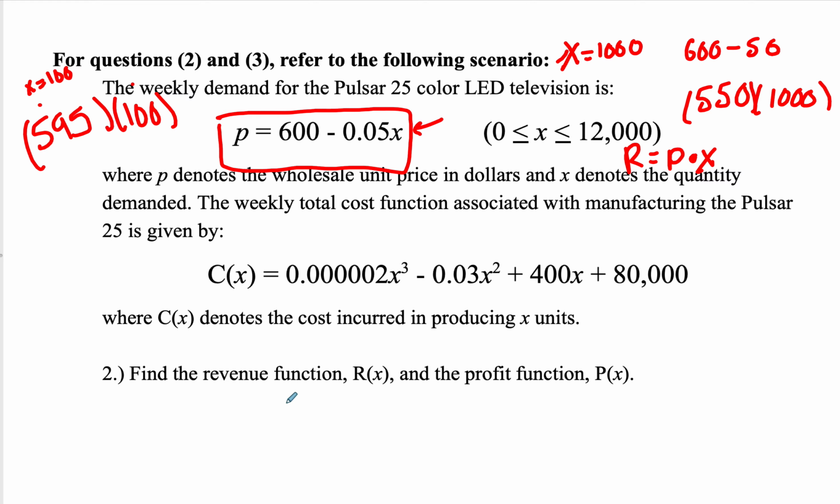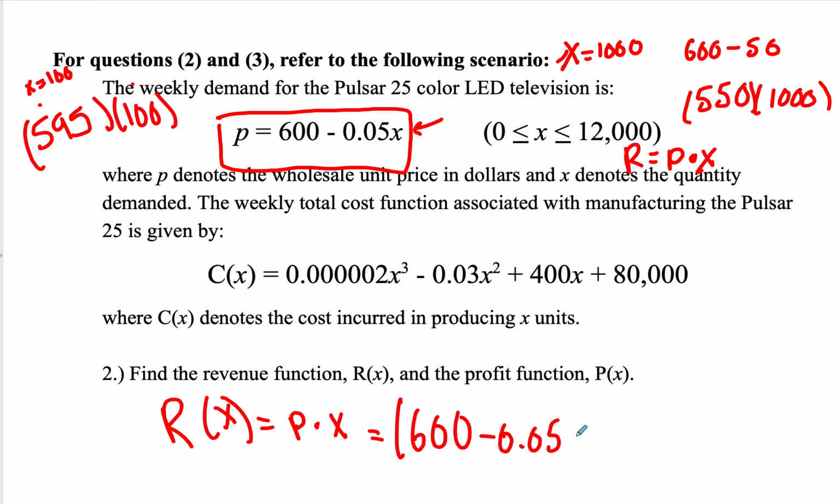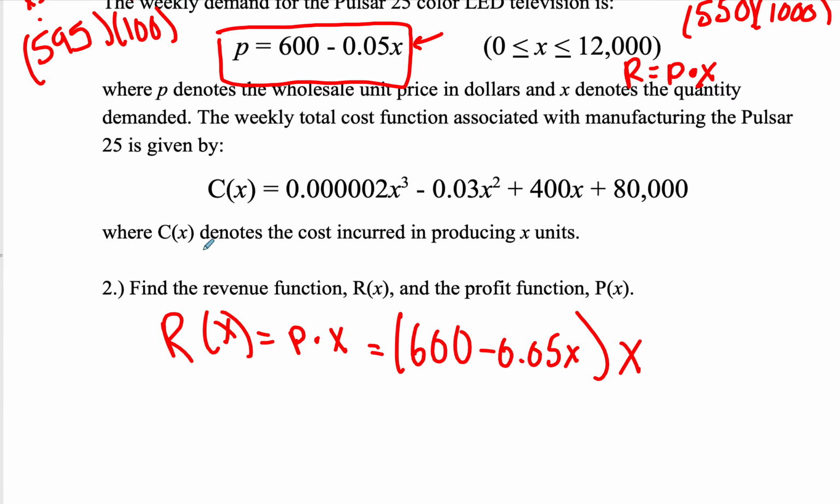Okay, so if I'm going to do R of x, what I'm going to do is take the price times the quantity. And the price is 600 minus 0.05x, and the quantity is x. And so distributing that in, I get R of x is equal to 600x minus 5/100 x squared.